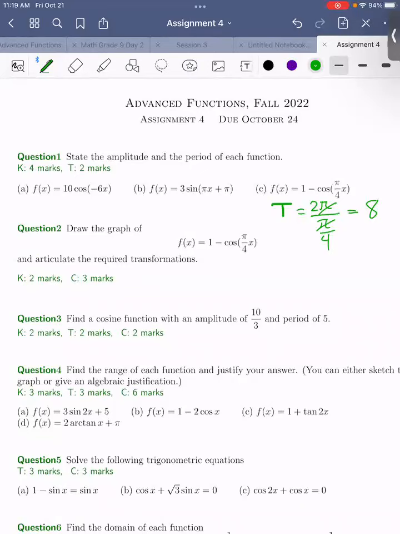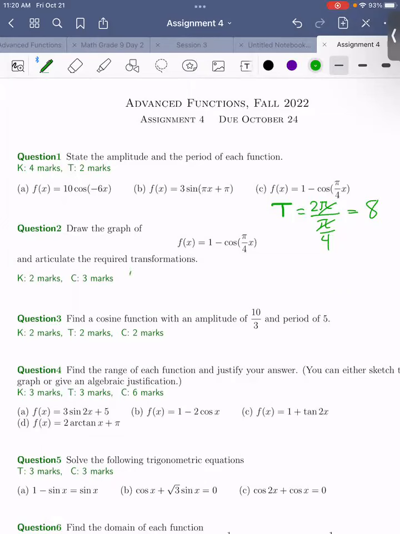Okay, guys. So question 2 is just drawing a graph. Again, it's straightforward. You can start from cosine of x and then do the transformation. First draw cosine x, then draw cosine of pi over 4 times x, and then minus cosine of pi over 4 times x.